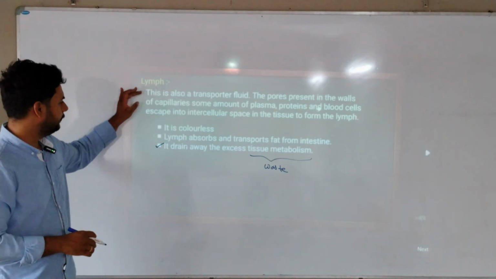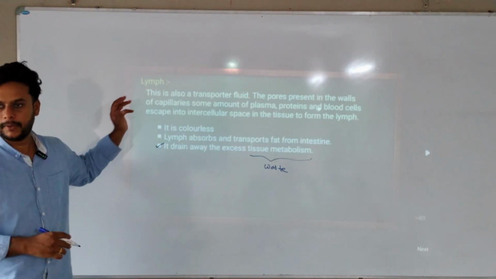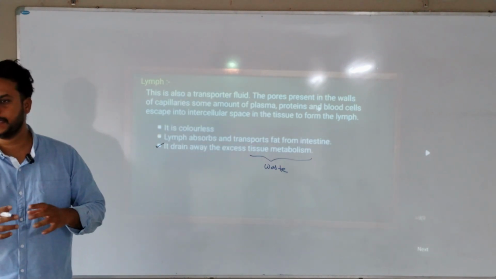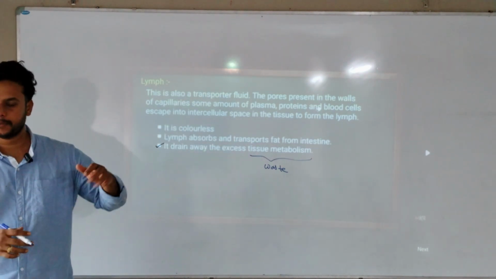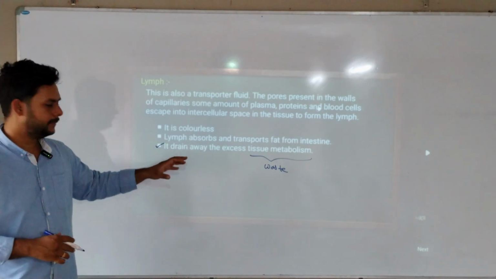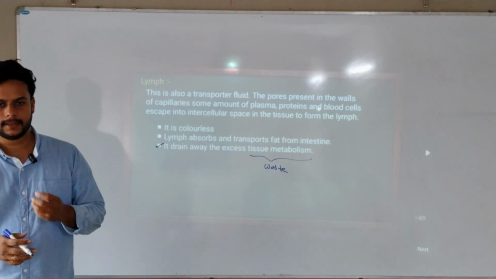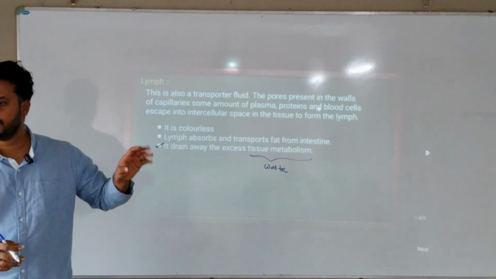Okay. So this lymph is colorless. That is the first point. It absorbs and transports fat from the intestine. Whatever fats will be there in the intestine, it will absorb and transport that. And third point, it drains away the excess waste, whatever waste is produced by cells. It will drain that away and send it outside. That's the work of lymph.